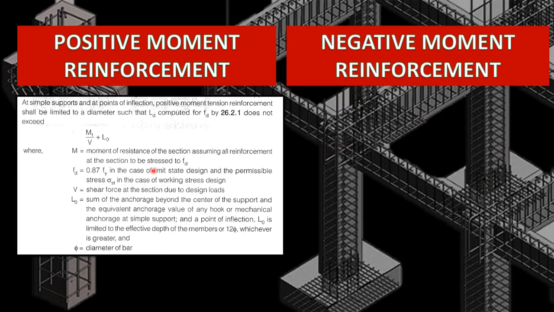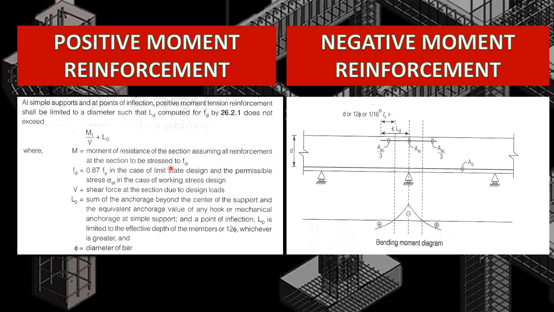And in case of negative moment reinforcement, this is the development length, which shall not be less than the development length for the negative moment or the hogging moment. Hogging moment diagram is this. The limit is the effective depth, 12 phi or 1/16th of the clear span, that we have already seen in the previous slide. This is all about the positive moment reinforcement and negative moment reinforcement.